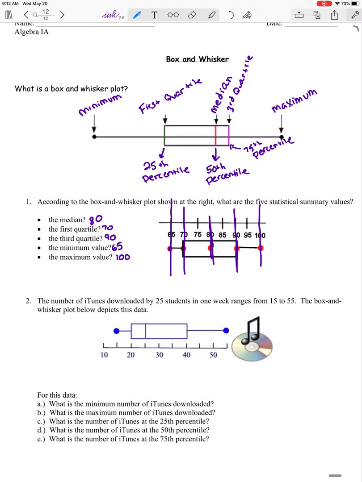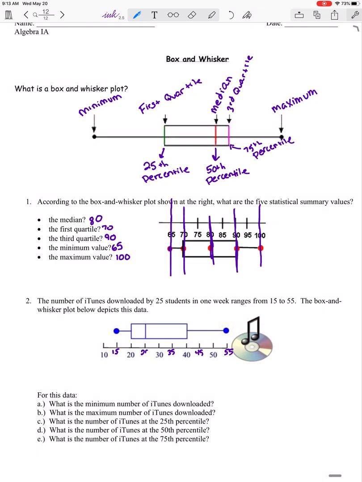Now that you've gone over it on your own, let's see how you did. So number 2, the number of iTunes downloaded by 25 students in 1 week ranges from 15 to 55. The box and whisker plot below depicts this data. So for this data, what is the minimum number of iTunes downloaded? You can see it goes 10, 20. So in between here would be 15, 25, 35, 45, and 55. So if it's easier, you can definitely fill those in.